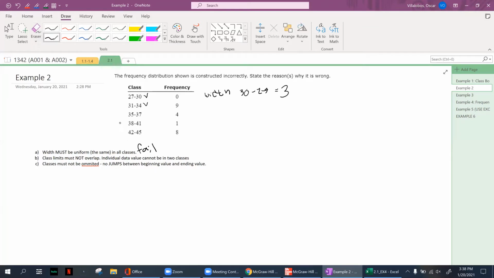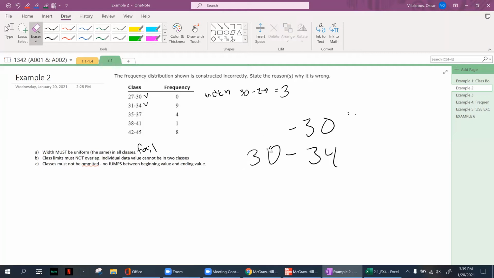The other criteria for a table to be constructed correctly is that class limits cannot overlap. Meaning, let's just say you have 27 through 30, like the first one, the next one must continue with the next number. It cannot be the same one. So 31 through 34, that'll be correct. But if you had something like 30 through 34, that's incorrect. You cannot share the same number in both rows. They must be different.